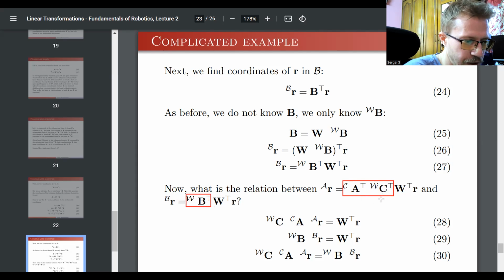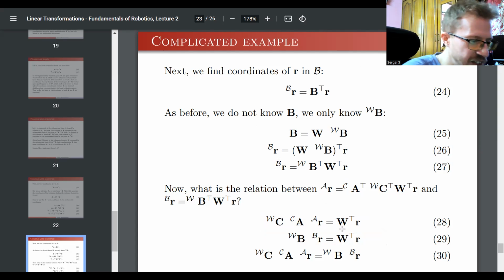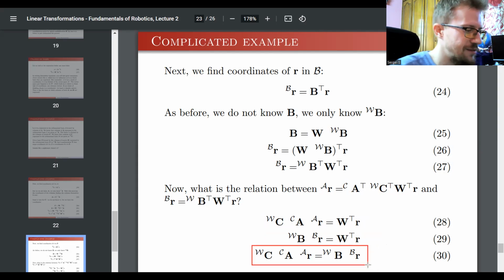So we get this expression here. This is just A goes here, right? C omega goes here, and we get this expression downstairs. Here, B omega goes here. But note, they have the same right-hand side, so we can equate them. And here is what we get.